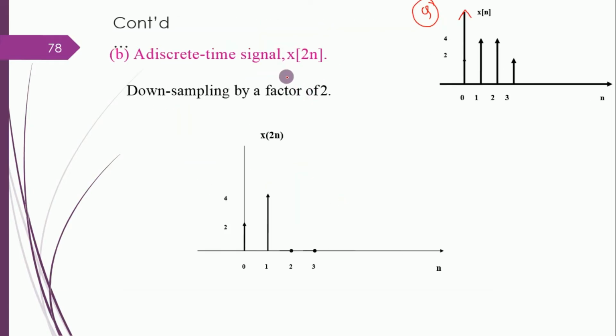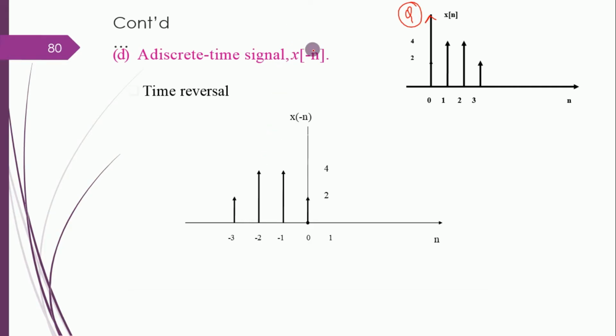That is problem A. Problem B is scaling to 2n. Scaling means, this is the original signal, what do you have to do? Take the scaling factor and divide by 2 everywhere. Ignore or discard the fractional resulting values. This is 0, retain it. This is 1 by 2, ignore it or discard it. This is 1, retain it. This you should discard. So at 0, I am having amplitude 2, and that has been written. At 1, I am having amplitude 4, and that has been written. Everything else is ignored. So this is the scaled version of the original signal.